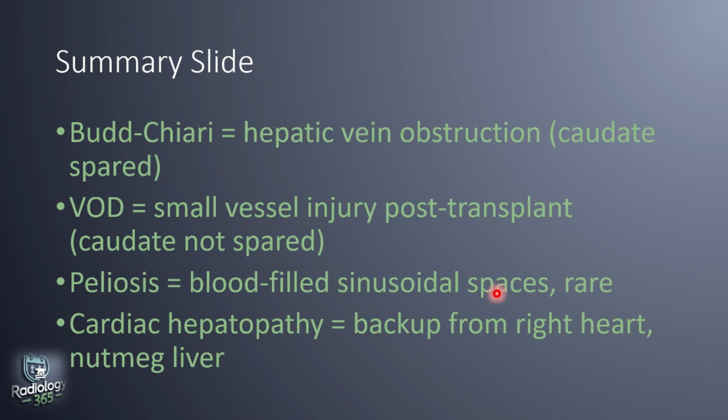So to wrap up, Budd-Chiari is a hepatic vein obstruction with caudate sparing. Veno-occlusive disease involves the small vessels, small venules, usually after stem cell transplant, and doesn't spare the caudate. Peliosis is a rare condition and involves blood-filled cavities. Cardiac hepatopathy is liver congestion from right heart issues, which also gives the nutmeg liver look.